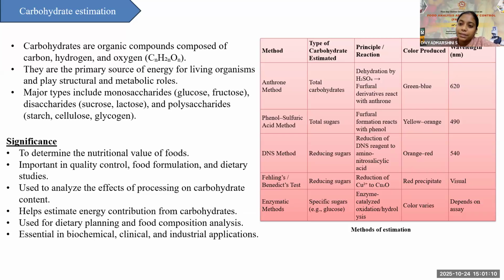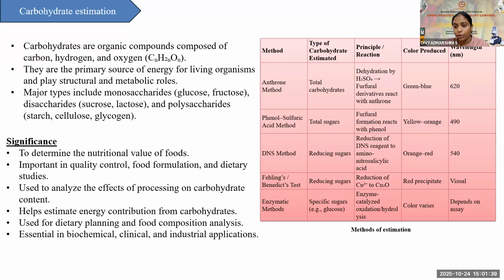Nutritional value will depend upon what we are taking. The carbs matter, right? Everyone suggests that for the overweight, reduce the carbs, because it is a storing form of energy in the presence of glycogen, ATP, right? So it is important in quality control and dietetics, also in food formulation and dietary studies. Then it is used to analyze the effect of processing on carbohydrate content and to help estimate the energy contribution from the carbohydrates in kilocalories.